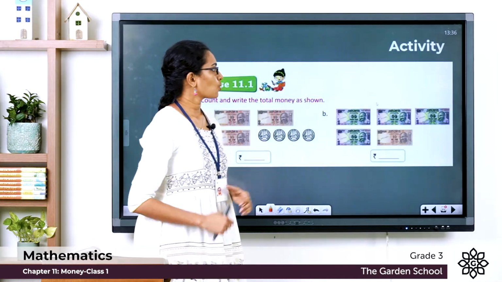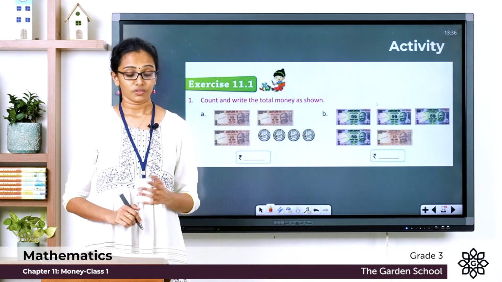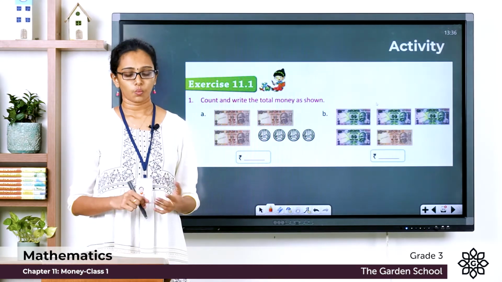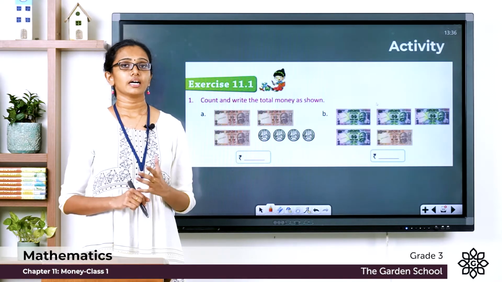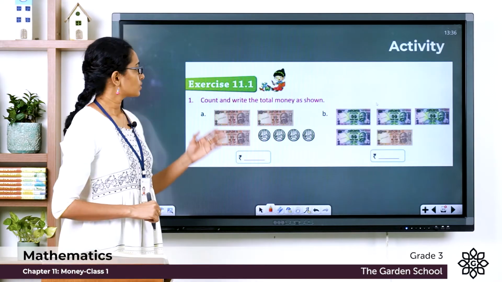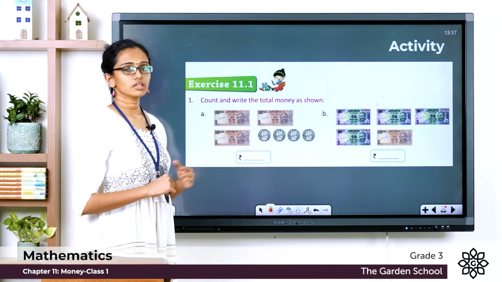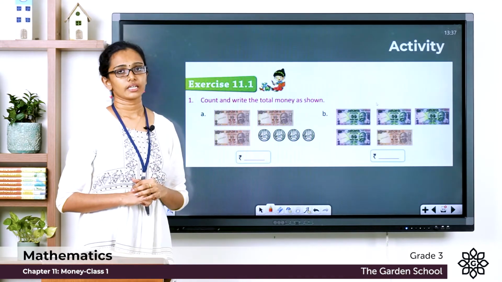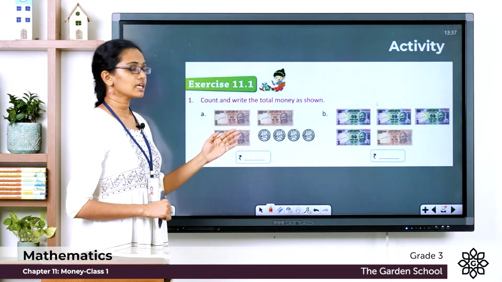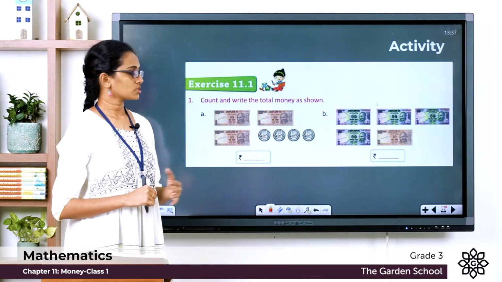Now let's move on to the exercise. So on page number 148, you can see the exercise 11.1. The first question, count and write the total money as shown. So here in the first question, you can see 3 10 rupee notes are given and 4 5 rupee notes are given. You have to add up all these and then you have to write the equivalent amount in the space here. So let's do this.